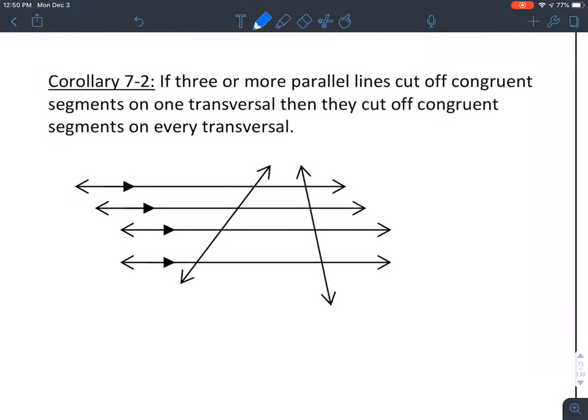Corollary 7.2, which is basically Corollary 7.1 in a more specific case. If three or more parallel lines cut off congruent segments on one transversal, then they cut off congruent segments on the other. So that means if this and this and this are congruent, then these also have to be congruent.